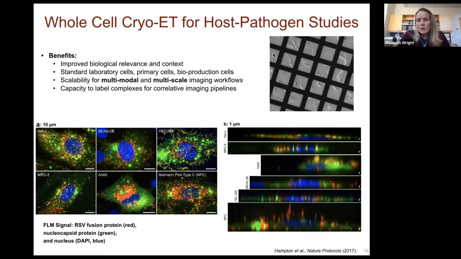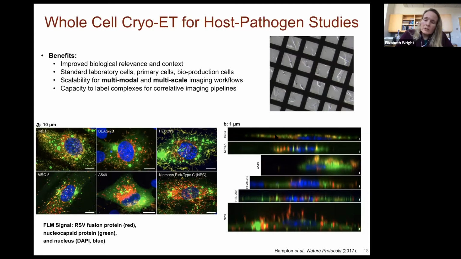And so this image up in the upper right-hand corner is showing you some cells growing on a grid. This is a relatively good distribution. You don't want too many per grid square or else your ice is going to be too thick and maybe you'll have some artifact within that ice. And we're just showing here at the bottom the different cell types that we use in our laboratory, but we also use neurons, macrophages, look at eosinophils, lots and lots of different cells. As long as we can adhere them to a grid and help them spread out, we can image them.